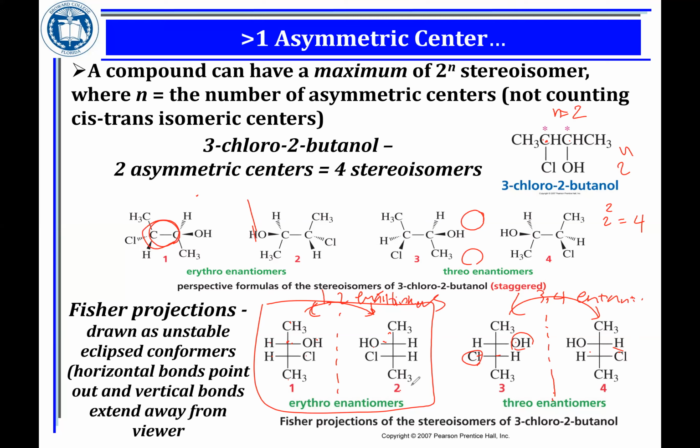What about 2 and 3? Are 2 and 3 enantiomers or not? No, they are not enantiomers. Why are they not enantiomers? Because they are not mirror images of each other.